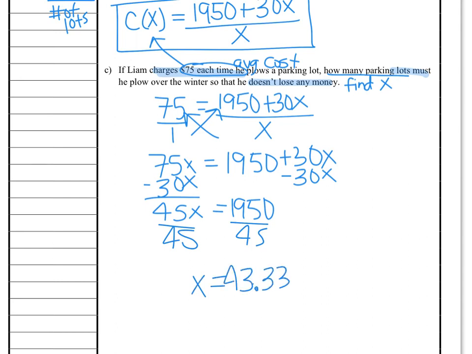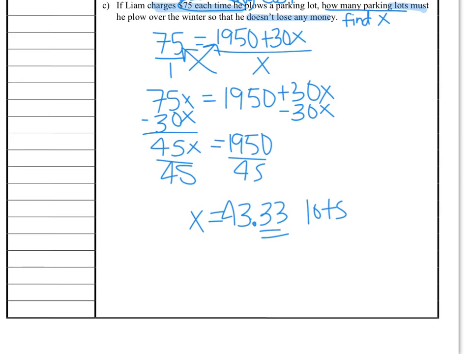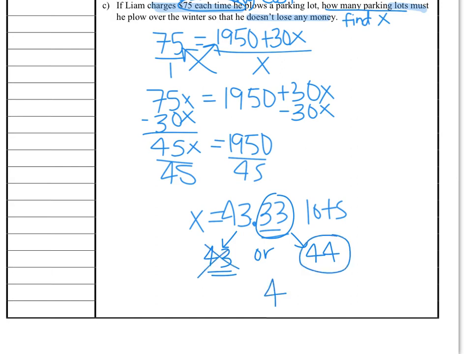And we end up with 43.33 lots. But obviously we can't plow part of a lot, so we have to think about if he plowed just 43. So I'm going to say this means if it comes out to a decimal, he either plows 43 lots or 44 lots. Well, if he plows 43 lots, he's going to be short, because he needs to plow one more in order to not lose money. So we're going to say a total of 44 lots. Okay? All right, last problem. We'll go ahead and flip on over.